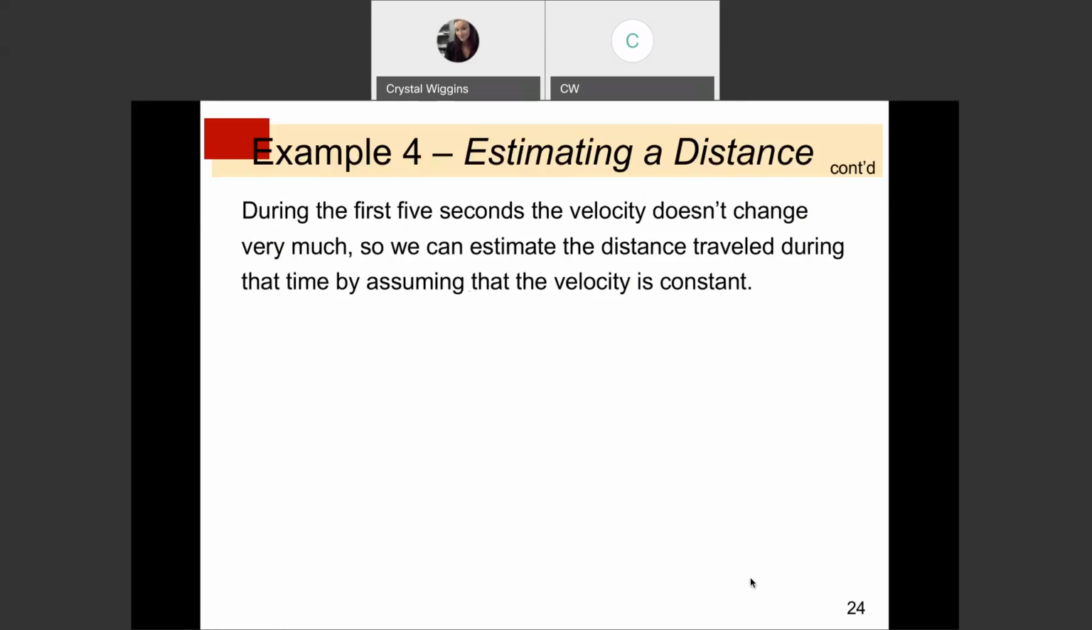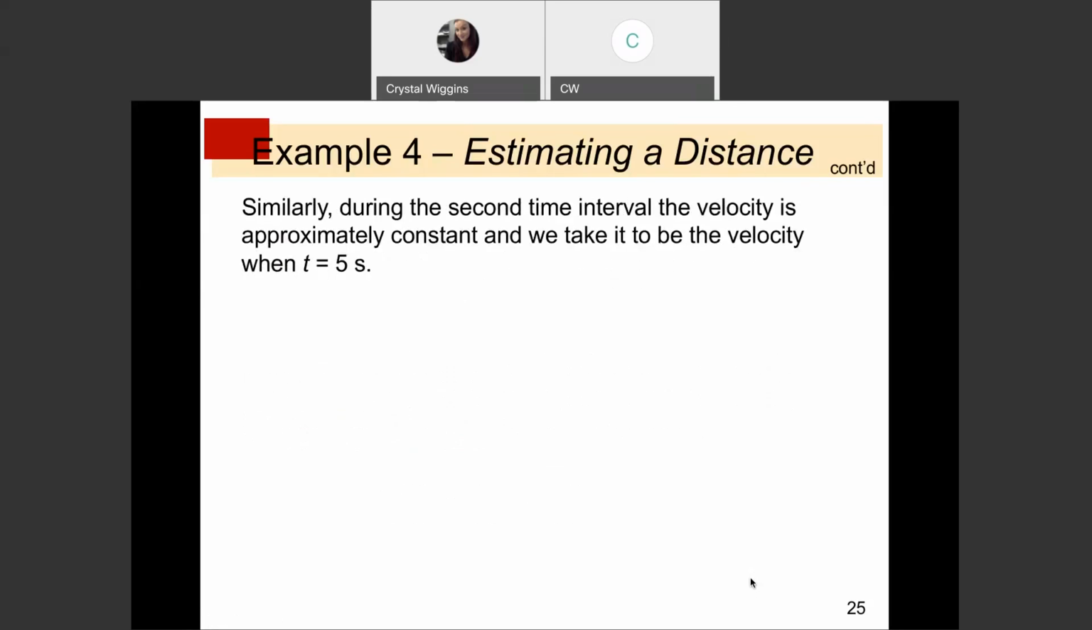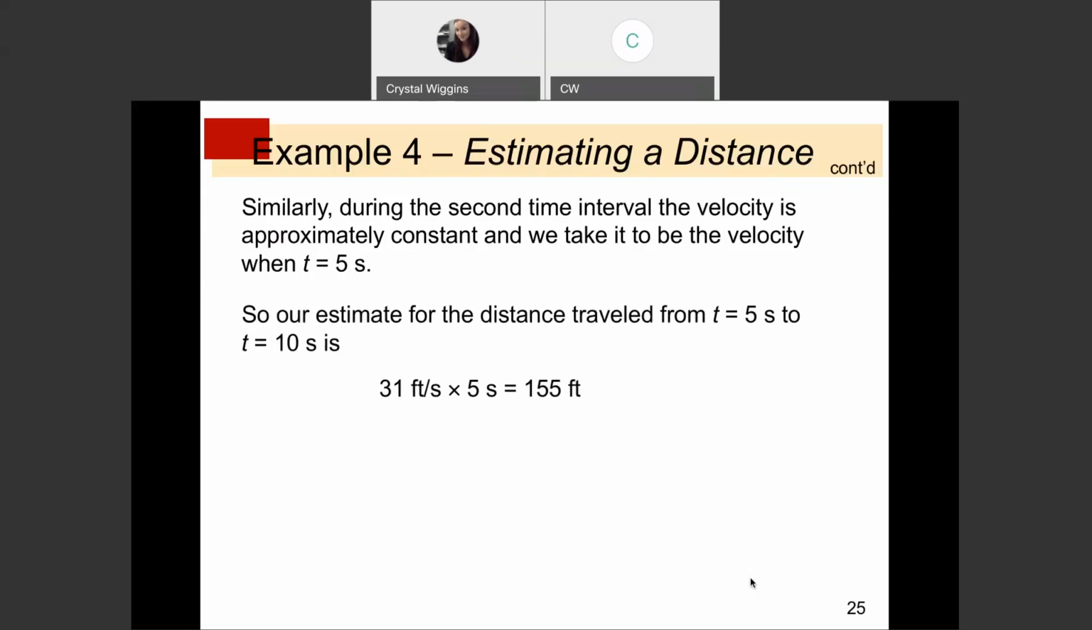Now, during the first 5 seconds, the velocity doesn't change very much, so we can estimate the distance traveled during that time by assuming the velocity is fairly constant. If we take the 25 feet per second and multiply it by the 5 seconds of time interval that we were recording, approximately we have traveled 125 feet. Similarly, during the second time interval, the velocity is approximately constant, and we take the velocity to be 31 feet per second, the next y value, and we multiply by the interval of 5 seconds, and that comes out to be approximately 155 feet.